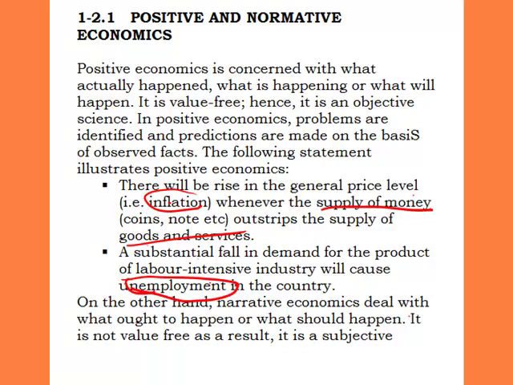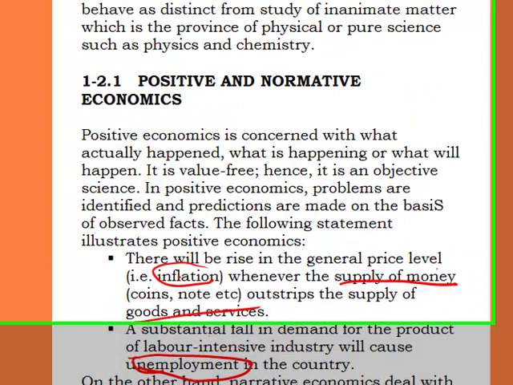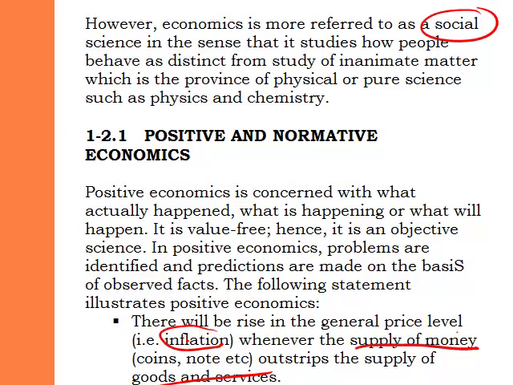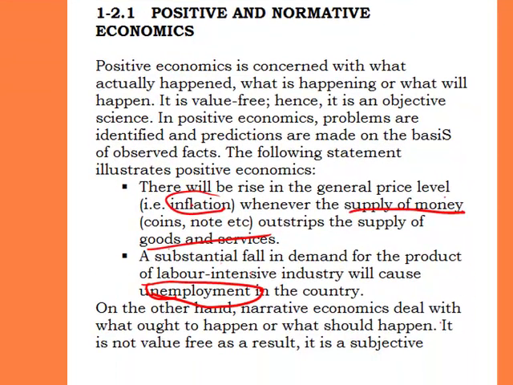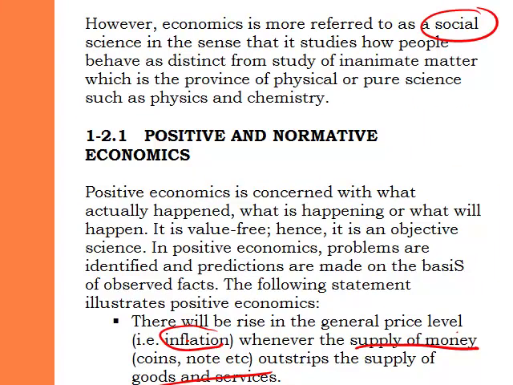Then automatically we are going to have unemployment, because there is no way a labor intensive industry will continue to run when there is a reduction in their demand. They will definitely want to cut costs. And how do they cut costs? By sending their workers away. That is positive economics. So in a nutshell, positive economics is that which is premised on facts, that is value free, that is objective.